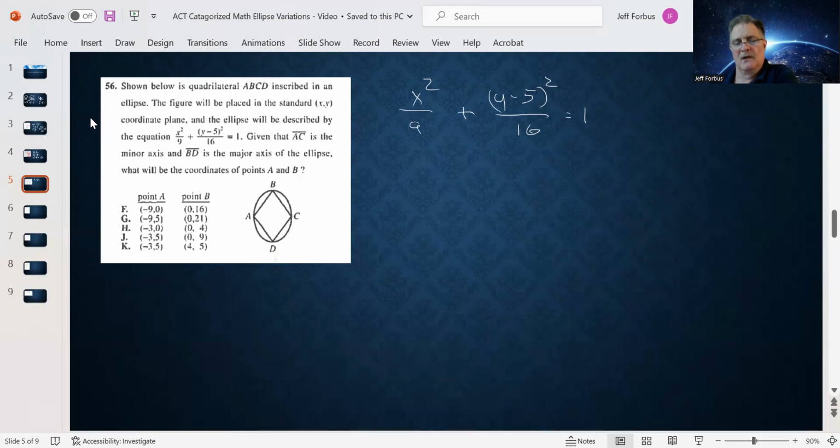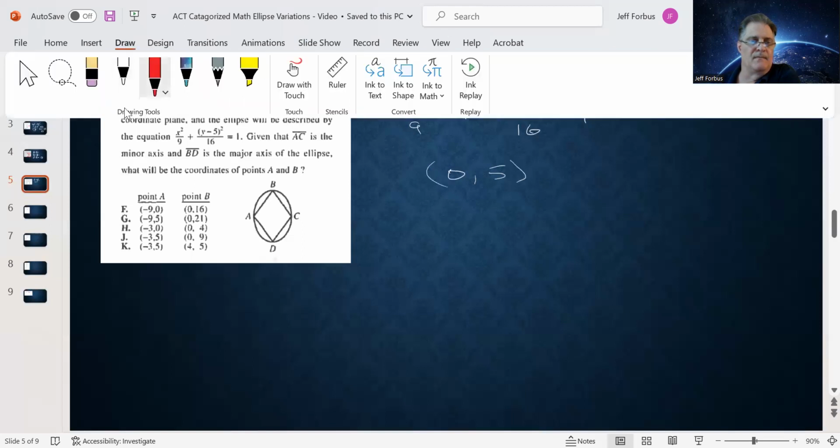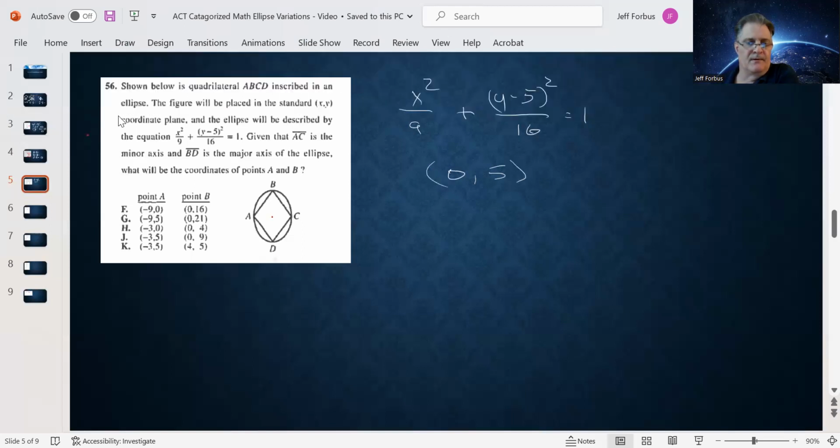Okay, so in the numerator, there's no h value with our x. So therefore, the center of the ellipse is going to be at (0, 5). Right here, let me change my pen tip. The center is going to be on the y-axis at 5. So (0, 5).